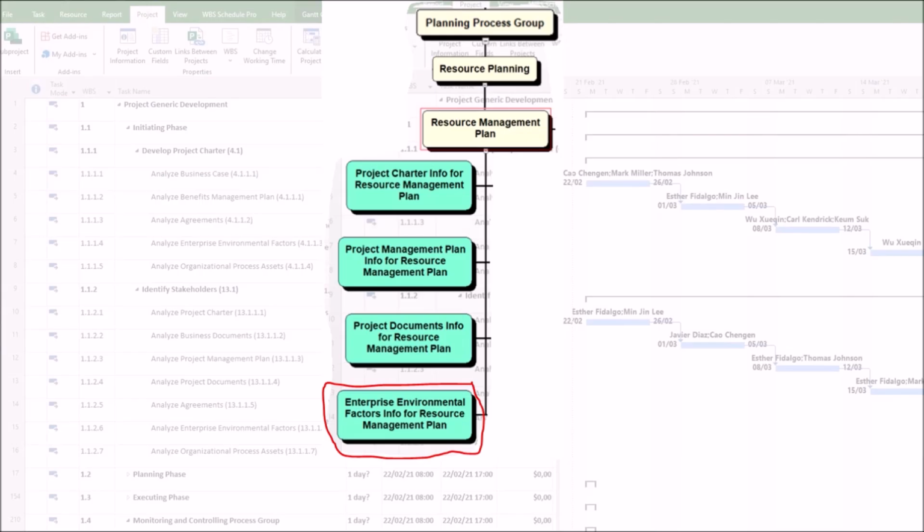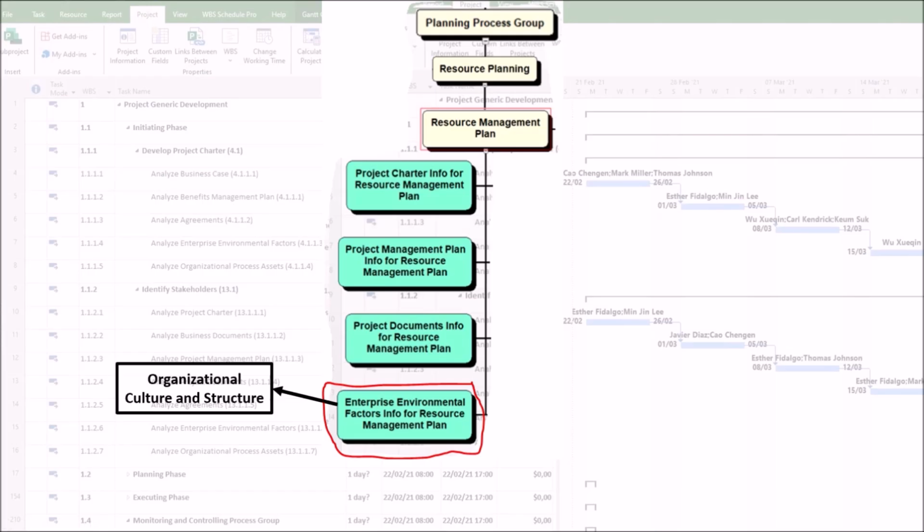Ignoring enterprise environmental factors leads to an idealized, theoretical resource management plan that is doomed to fail. Enterprise environmental factors ground your plan in reality. The type of organization you are in, such as functional, matrix, or projectized, directly dictates your authority over resources and your team's reporting structure, and this influence happens as follows. Here's a breakdown of why enterprise environmental factors are so crucial and how they specifically influence the process.